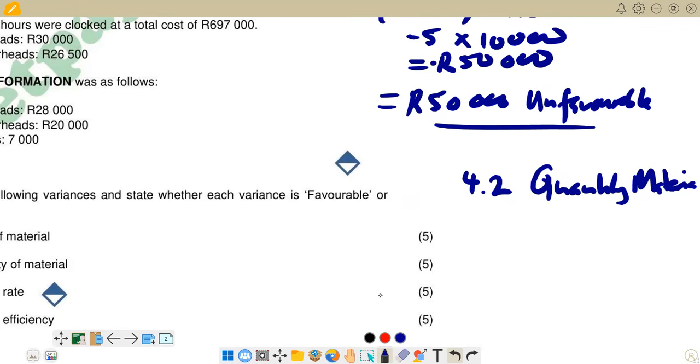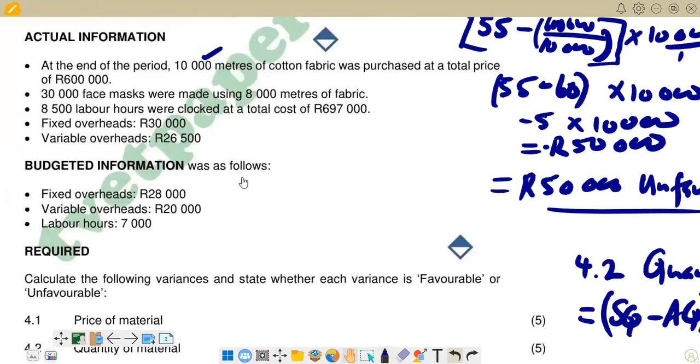So the formula that we have there on the quantity of material is equal to standard quantity, then we subtract actual quantity, then in brackets, we multiply by the standard price. Right. So this is the formula that we have in terms of our quantity material. So our standard quantity, we can go back to the section of standard. That's where we are going to get that figure for standard quantity.